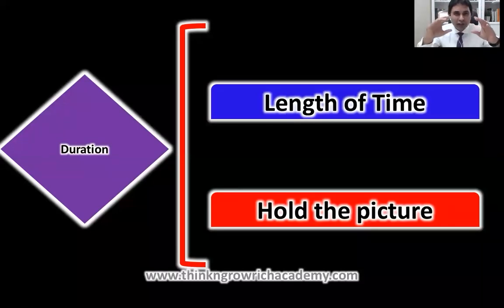The duration. For how long can you sustain it, for how long can you keep that frequency? The length of the time. If you hold that picture, that's where quantum physics comes in. Max Planck and Albert Einstein said that in quantum physics, with the field of energy, we move out of the quantum field of energy 7.89 times per second.